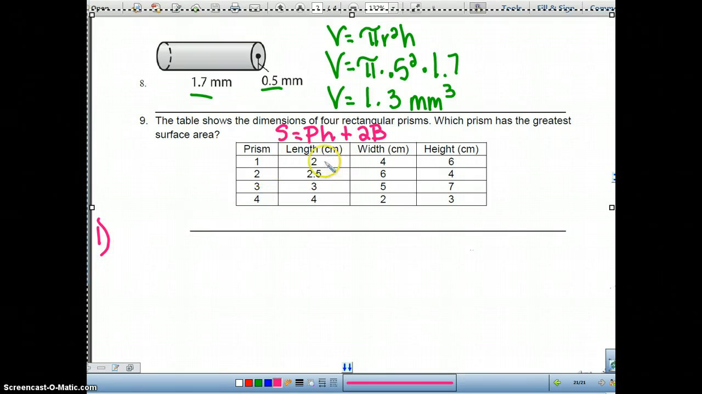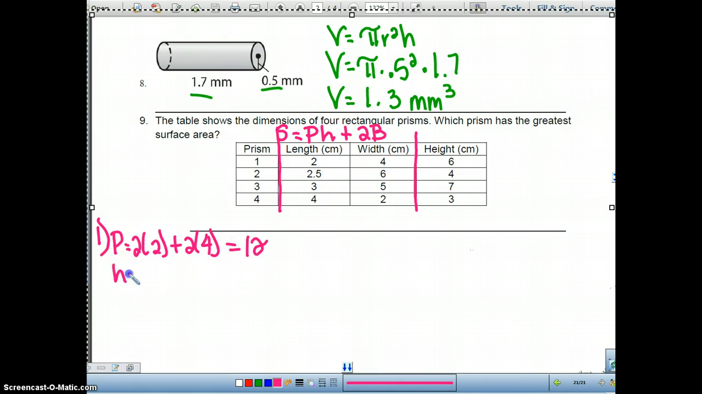Prism number 1, to find the perimeter of this base, right? I'm just going to draw a little line right here. So this is what we're looking at. So perimeter of the base means 2 times the length plus 2 times the width. And so that would be 4 plus 8, which is what? 12. 4 plus 8 is 12, right?